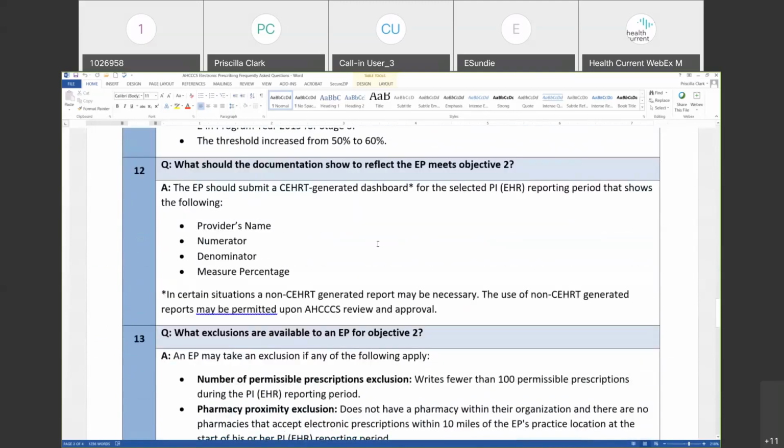Okay, so what should the documentation for question 12 show to reflect the EP needs objected to? The EP should submit a CERT-generated dashboard for the selected PI reporting period that shows the following. It's the provider's name, and make sure that's not the practice name. The numerator and denominator and the measure percentage that is required should be reflective of that specific provider who is attesting to the program. In certain situations, a non-CERT generated report may be necessary. The use of non-CERT generated reports may be permitted upon access, review, and approval.